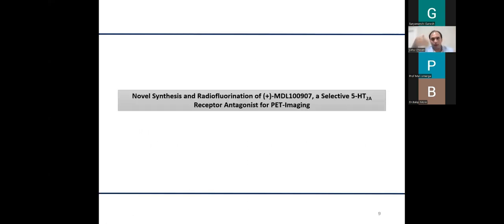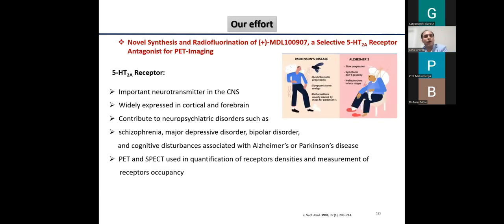So coming to my actual topic, we are targeting the 5-HT2A receptor, and for that we are developing a radiotracer, which is called MDL-10907. The 5-HT2A is an important neurotransmitter receptor in the CNS, that is the central nervous system, which is expressed in cortical and forebrain regions and contributes to neuropsychiatric disorders like schizophrenia, Alzheimer's, bipolar disorder and Parkinson's disease.